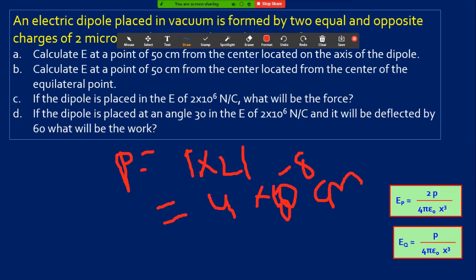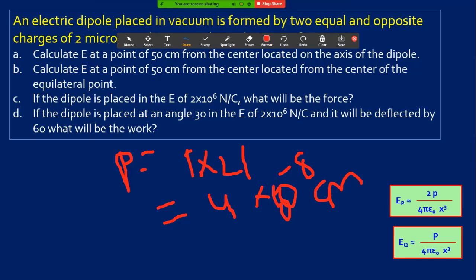For B, calculate the electric field intensity at a point 50 centimeter from the center, located on the equatorial point. That is the perpendicular bisector. So at the perpendicular bisector or equatorial point, our electric field intensity is equal to P divided by 4πε₀x³.